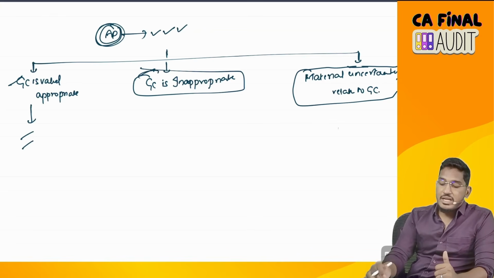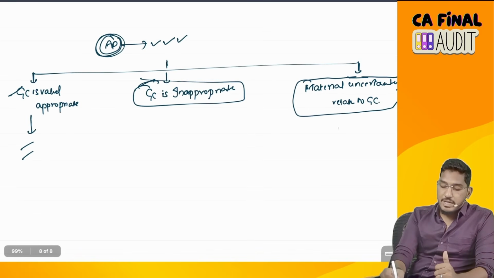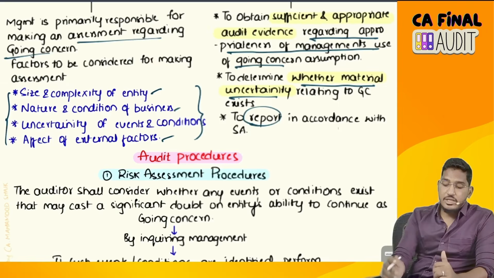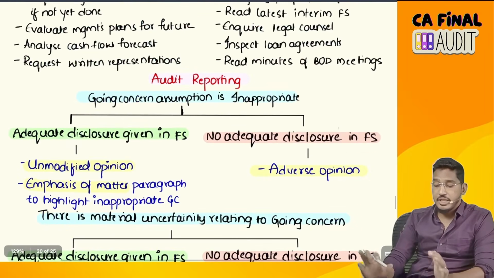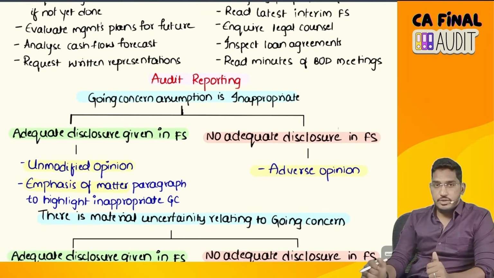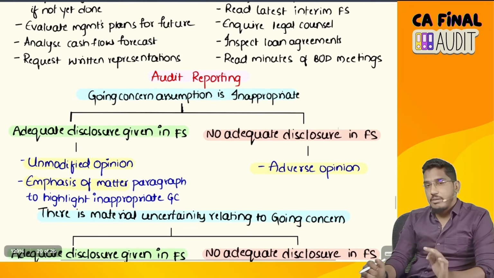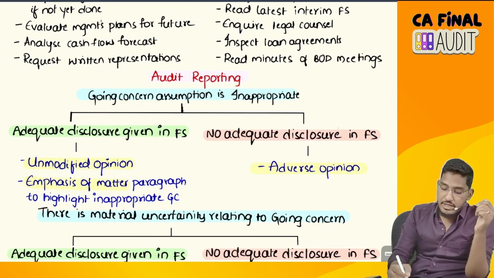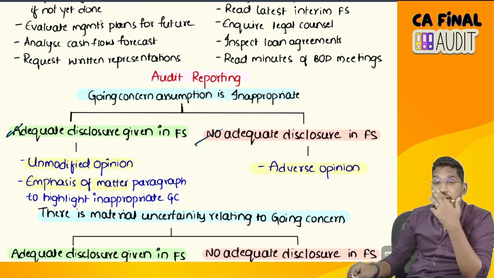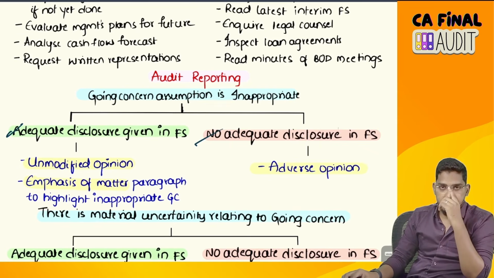So case 2, going concern is inappropriate. You have obtained audit evidence that the entity will not continue for the next 1 year. Then what will you do? The standard says if you come to the conclusion that going concern is inappropriate for the entity, the next thing we need to check is whether adequate disclosure has been given in the financial statements or no adequate disclosure is given in the financial statements.